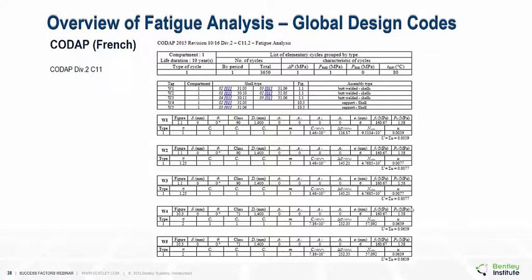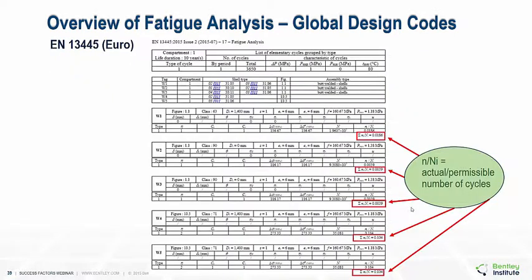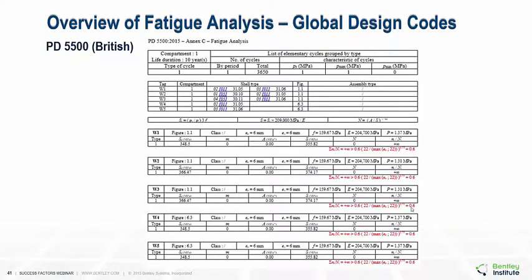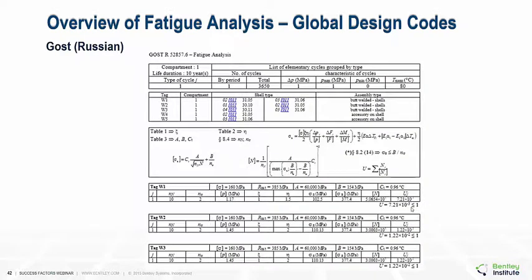Let's start with CODAP. The screenshot above shows the typical fatigue evaluation for CODAP Division 2 C11.2. Eurocode EN 13445. Notice that the ratio of actual by permissible cycles is displayed, similar to the ASME Division 2 report. AD Merkblatt, the German code. Observe that where the ratio of actual by design cycles exceeds 1, it is highlighted in red to draw users' attention so that corrective action is taken. British PD 5500 code. And finally, GOST, the Russian code, which uses similar criteria of ratio less than 1.